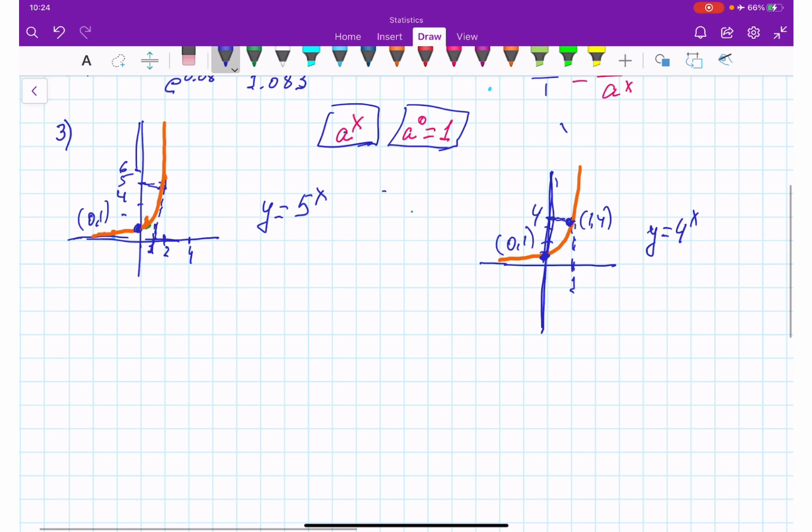Okay, now I would like to show you one more thing. We learned to draw 5 to power x, 4 to power x, meaning a to power x. Now what if I have, let's say, to draw 4 to power negative x? 4 to power negative x. Let me draw it right on this graph. So 4, it's here. So my graph is going to go like this.